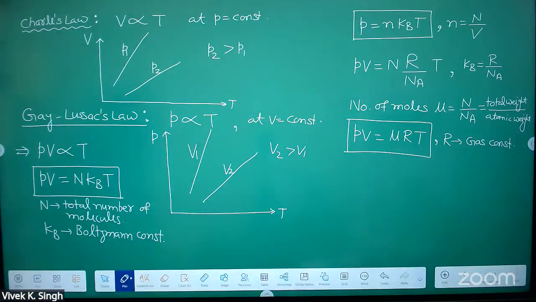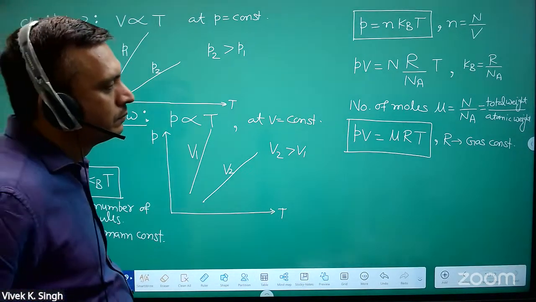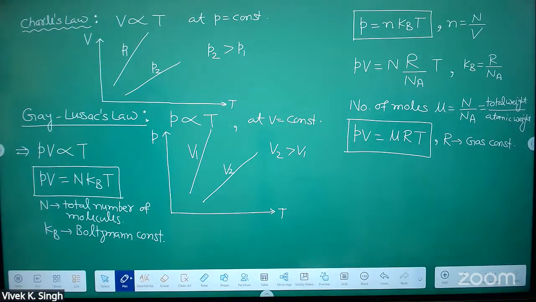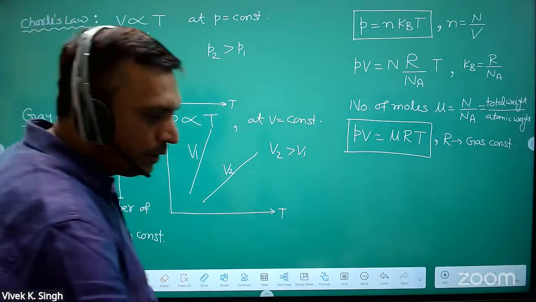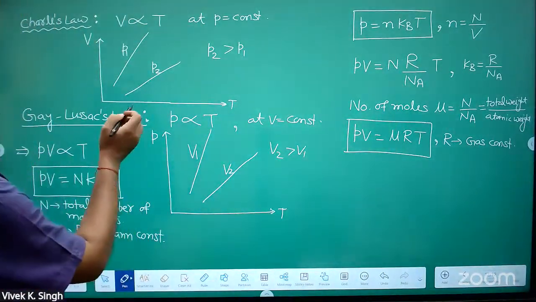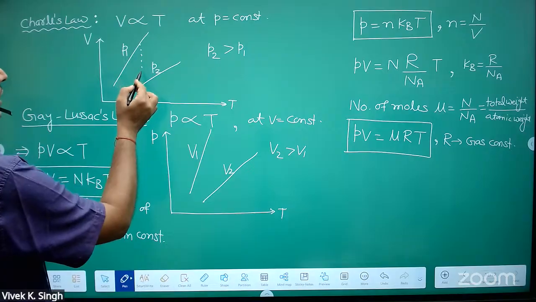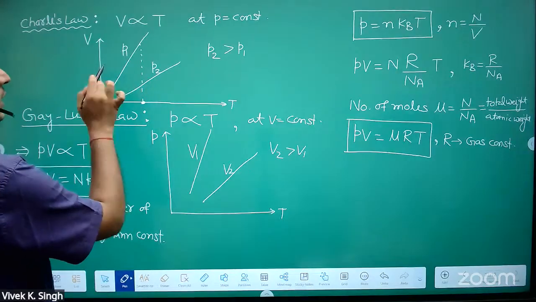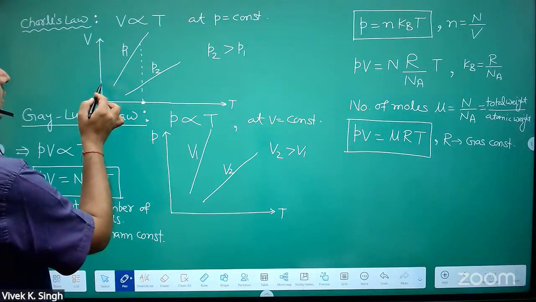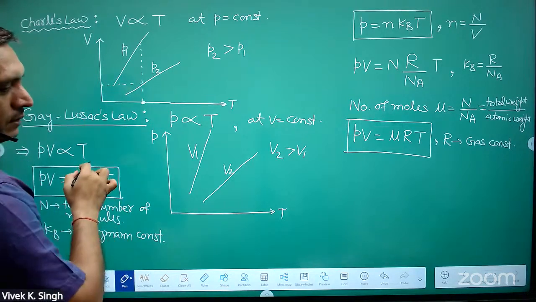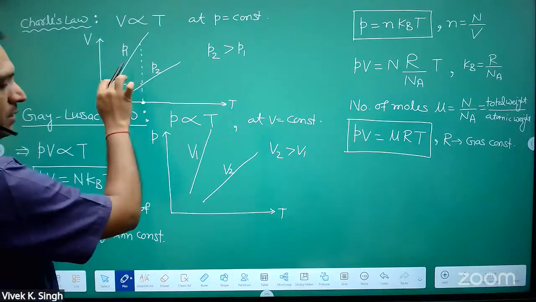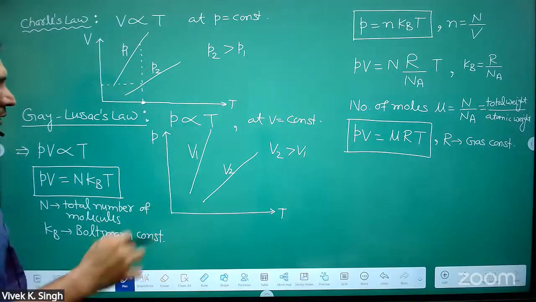Sir, I have a doubt here. The slope of the line P1 is greater than P2 in Charles' law, also in Gay-Lussac's law. Shouldn't P1 be greater? No, just see. If you are taking the same temperature and the temperature is not changing, if you increase the pressure, will volume increase or decrease? Decrease. If you increase the pressure, then volume will decrease. So that's why P2 is greater than P1. Yes or no?